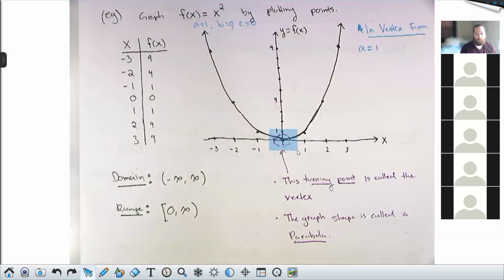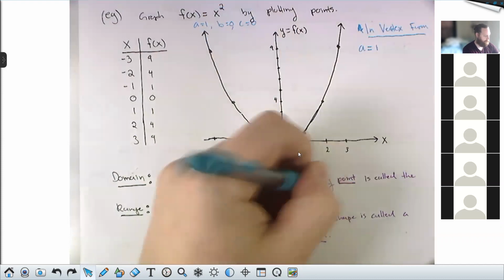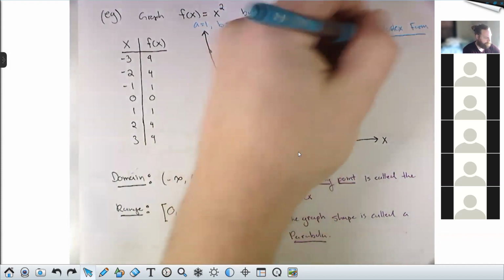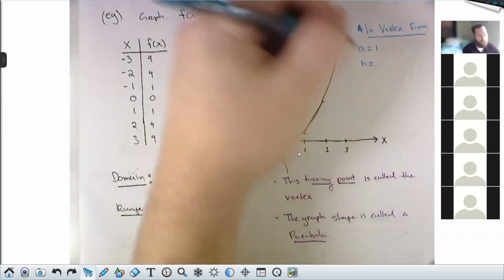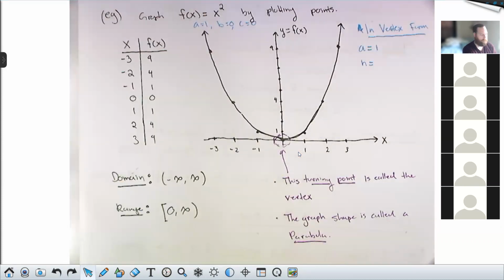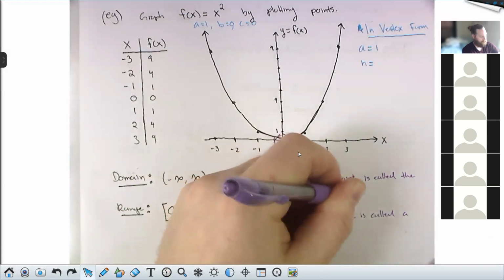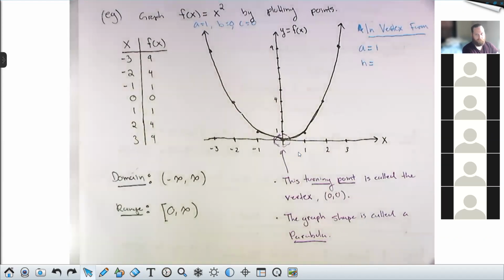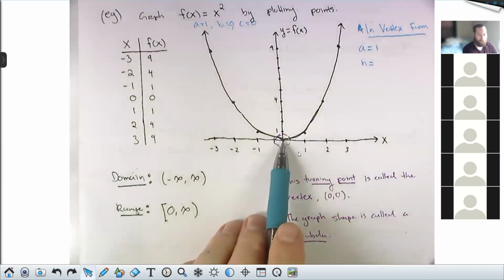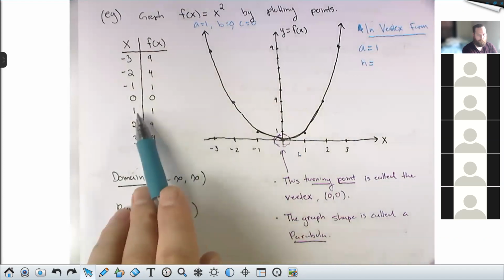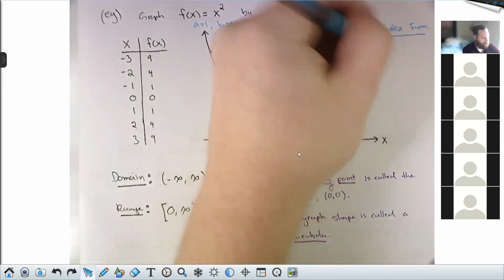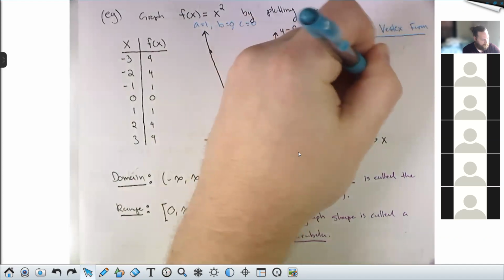H and K are the coordinates of the vertex. So what is H here? Yeah, good. They're both 0, right? The vertex here, this point is at the origin. It's 0, 0. So H is 0. That's the X value there, and K is 0.